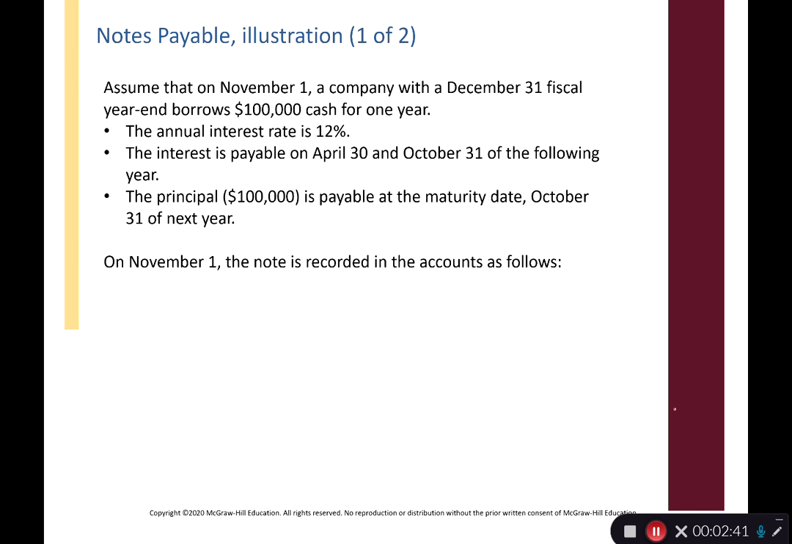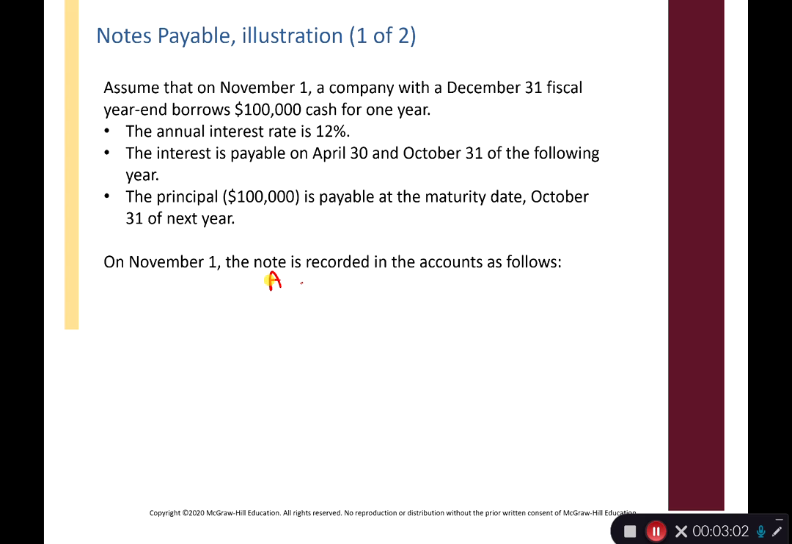So let's go through an example. Assume on November 1, a company with a December 31 fiscal year borrows $100,000. The annual interest rate is 12%. Interest is payable on April 30th and October 31st of the following year. The principal is payable on the maturity date of October 31st. So on November 1, how do we record this?